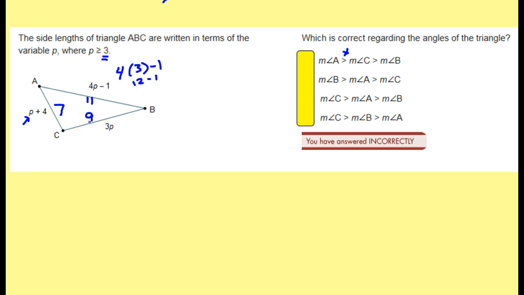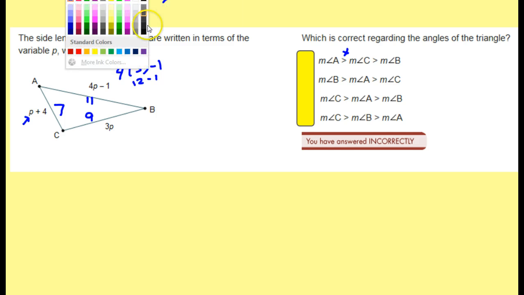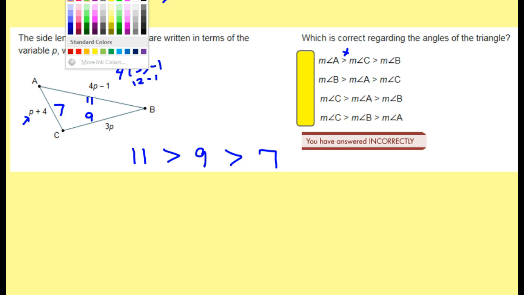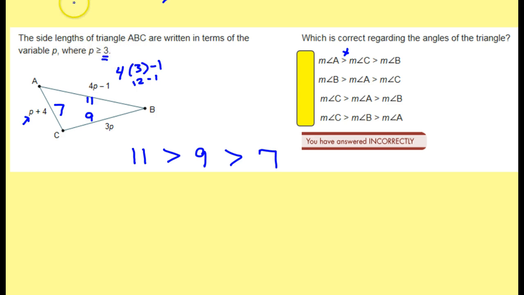So the bigger sides are across from the bigger angles. Okay, so check it out. The side lengths in order go 11, which is bigger than 9, which is bigger than 7. All right, I've put them in order from greatest to least, just like they want for the angles. So now let's look at the angles that are across from these. So the 11 is across from angle C. So the C goes first.